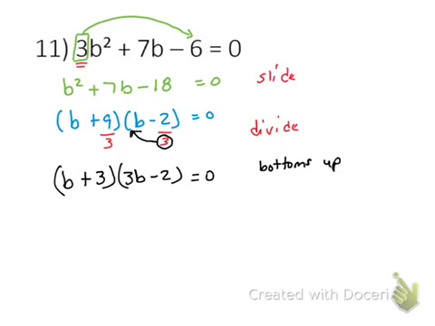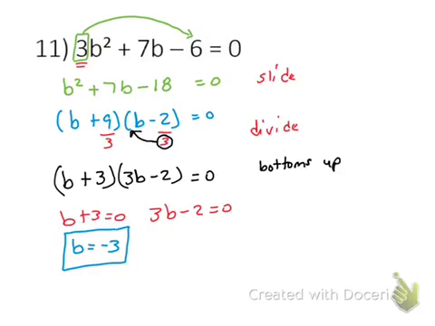And so now we have the factored form here, and what we need to do is set each factor equal to 0 and solve. So here we'll subtract 3 on the left, and so we've got b equals negative 3. On the right piece, we'll add 2, divide by 3, and so b equals 2/3. So these are our two answers.